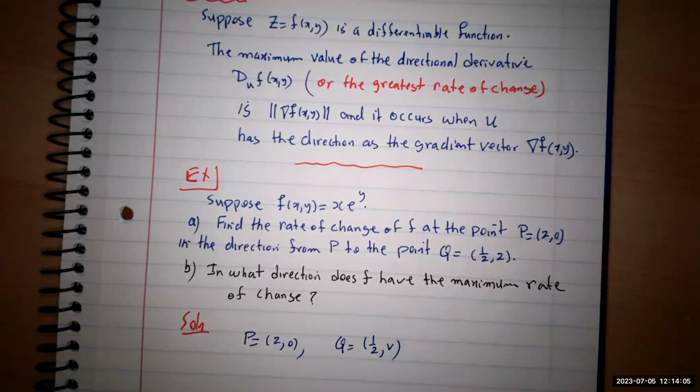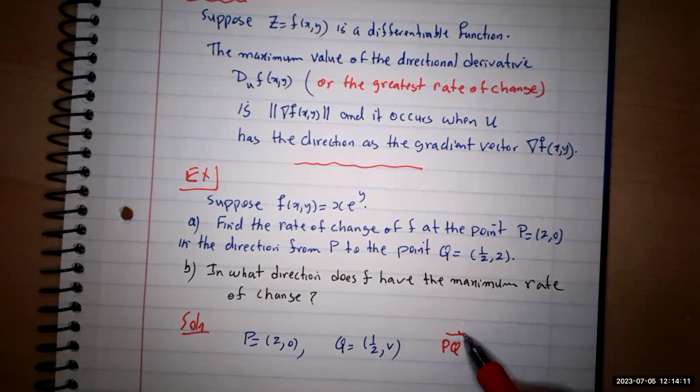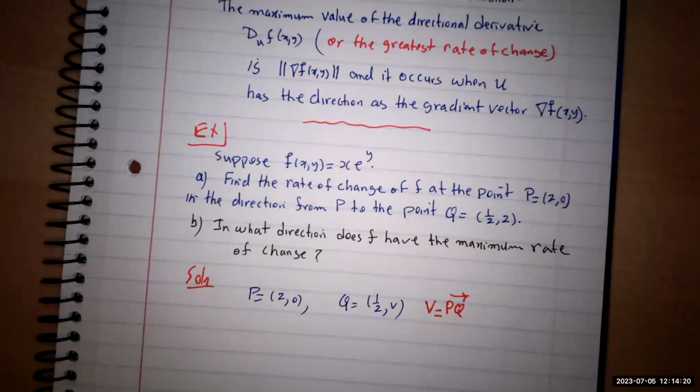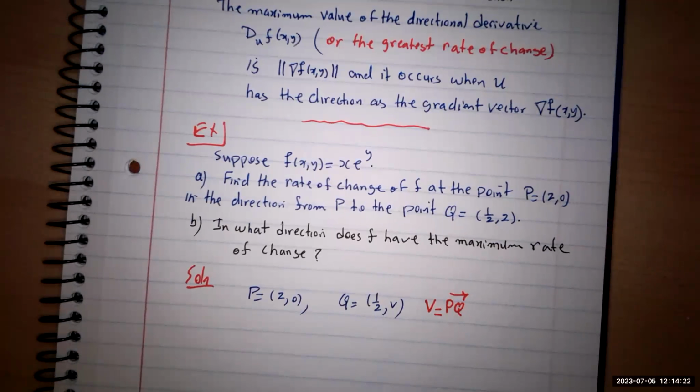So they ask you for the direction from P to Q, so we go for the direction of PQ. So PQ would be a vector, and this vector is going to be the vector that we're interested in. Going from P to Q, in what direction? This is going to be a directional vector. So that's one point about this problem.